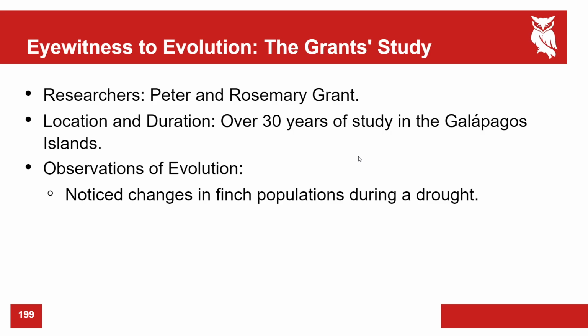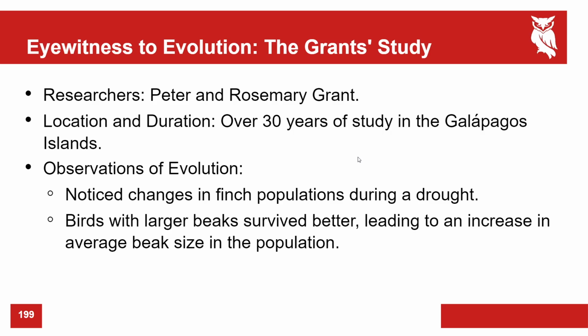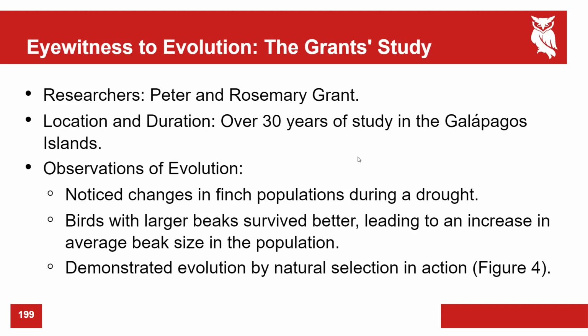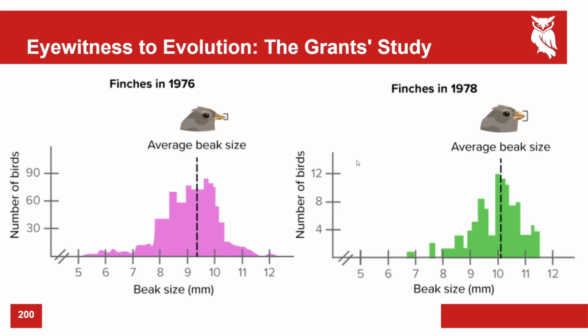Remember, this drought would serve as a selectional pressure. Birds with larger beaks survive better, leading to an increase in average beak size in the population. And this demonstrated evolution by natural selection in action. So again, this is similar to the giraffe example we talked about in class the other day, where the individuals that are better suited for the environment at the time would survive better, produce more offspring, and therefore those genes would be passed on to the next generation.